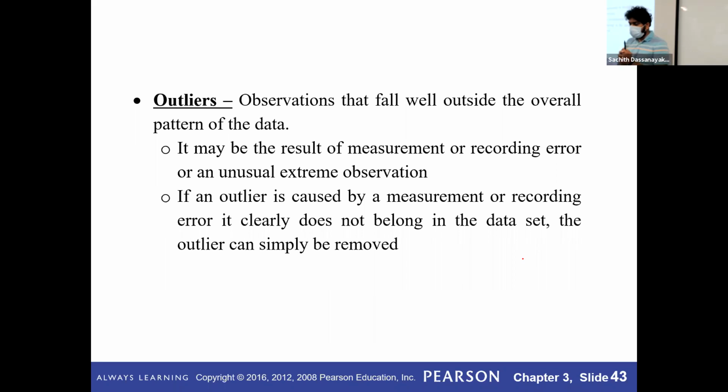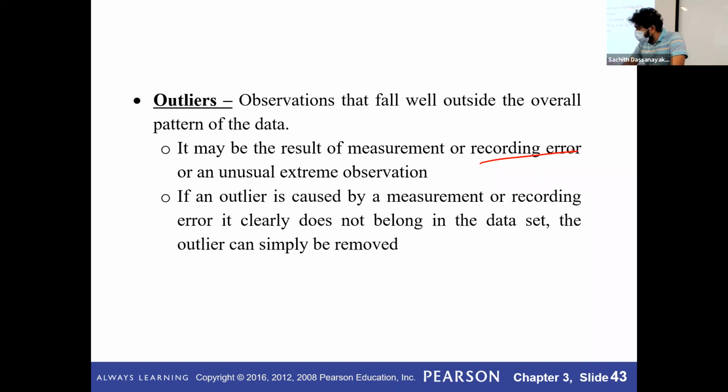First case is like this. When you are taking measurements, accidentally you put a wrong number. Like you have to write 50, but instead of 50 you write 60 or 600, 500, something like that. This kind of thing we call recording errors. Okay, this can happen. Yes, recording errors.